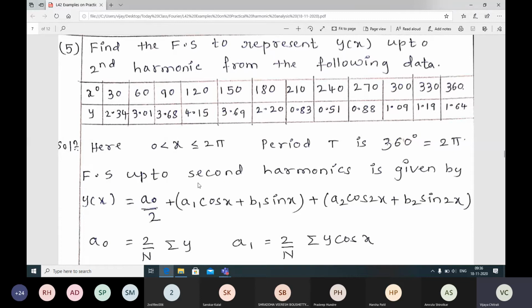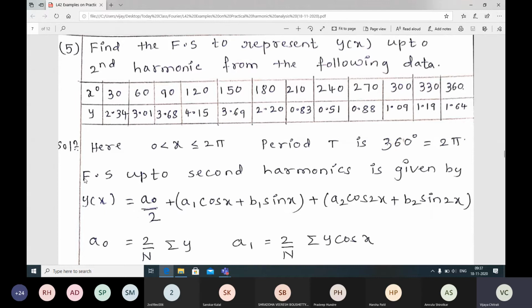This is very important. x is greater than 0 and less than or equal to 360, or 2 pi. Greater than 0 we have 30, and we have 360, which is nothing but 2 pi. So x lies between 0 to 2 pi. So the interval is 0 to 2 pi and the period is 2 pi.